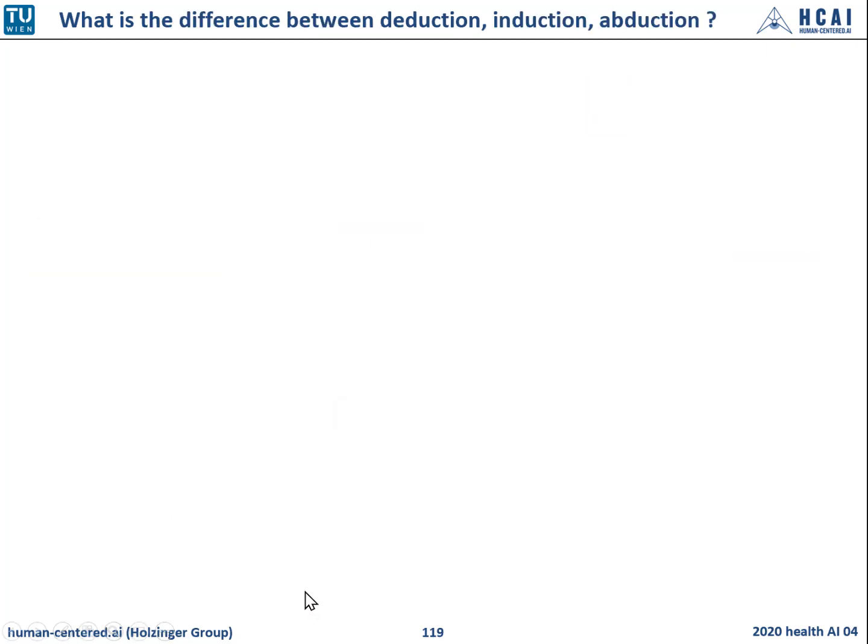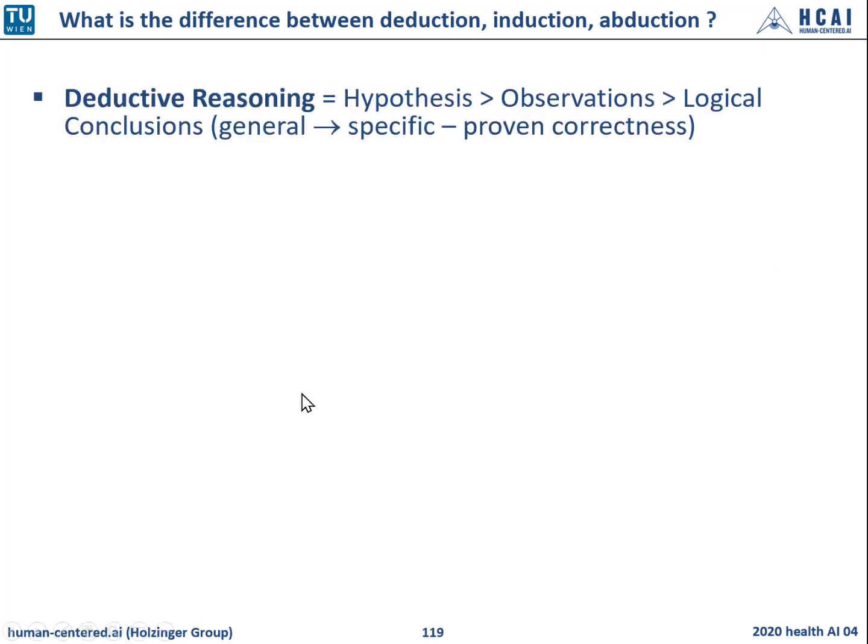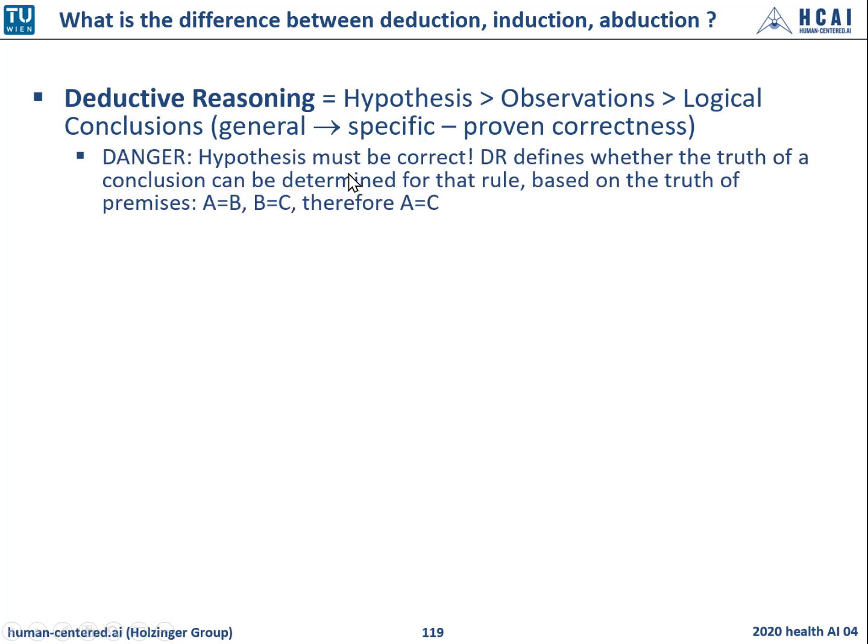Okay, so what is now the difference between deduction, induction, abduction again? Deductive reasoning: you have the hypothesis, observation, and you draw logical conclusions to go from the general to the specific, proven correctness. The danger: the hypothesis must be correct. Deductive reasoning defines whether the truth of a conclusion can be determined for that rule based on the truth of premises. A equals B, B equals C, therefore A equals C.